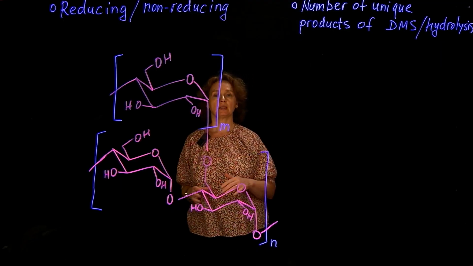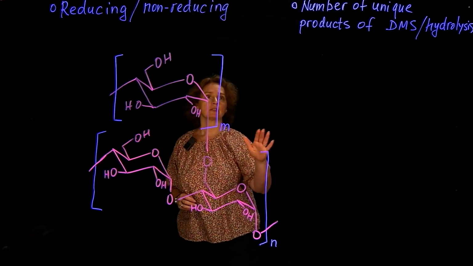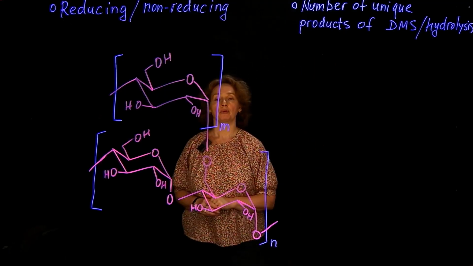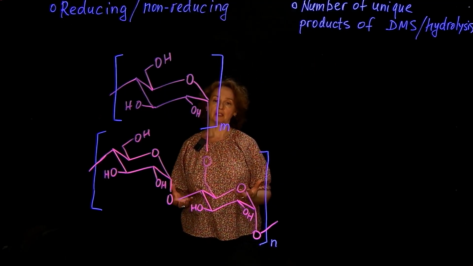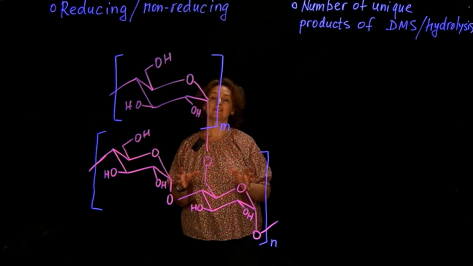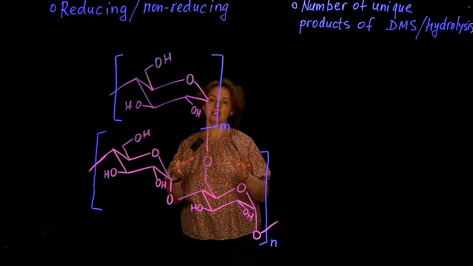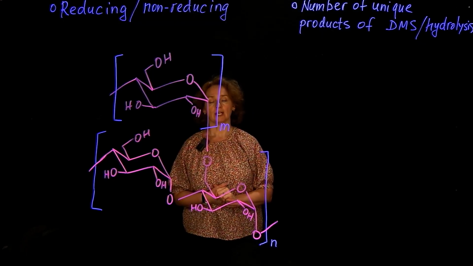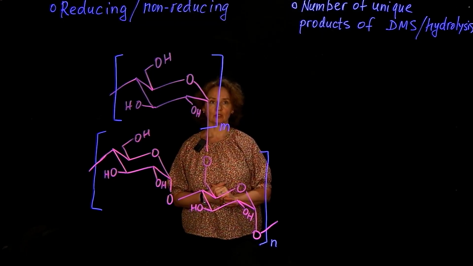And with that, we are also going to answer the question of how many unique products we are expecting from that polysaccharide if we perform extensive methylation of that polysaccharide, and then after methylation, we hydrolyze all glycosidic bonds in the structure of this polysaccharide.